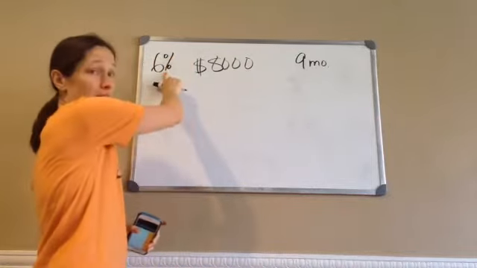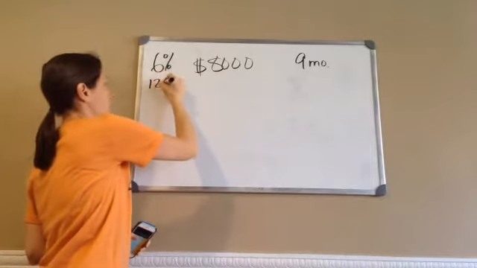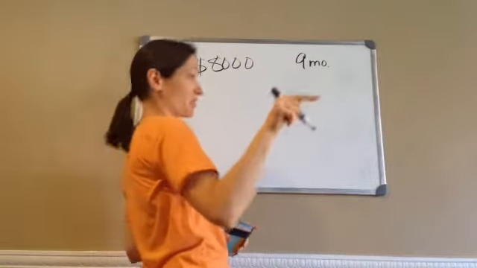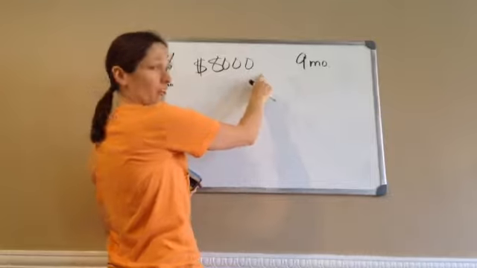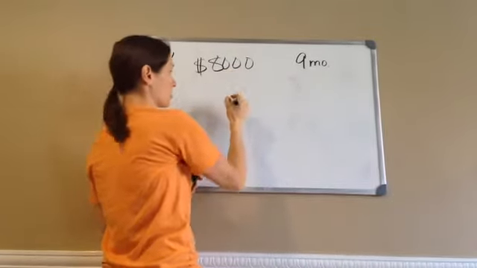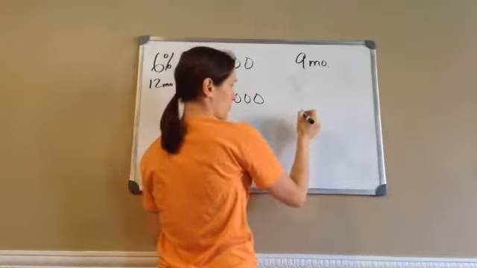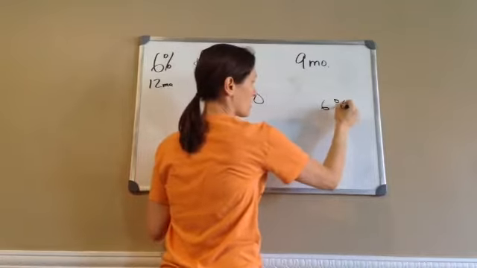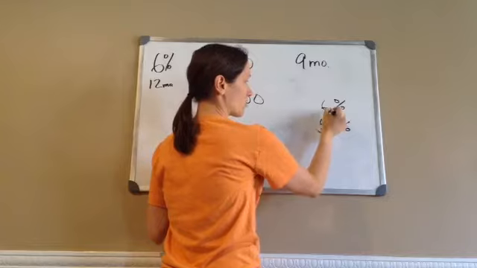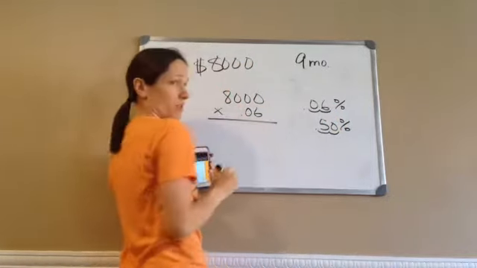Okay? But how many months is this for? 1 year, which is 12 months. Almost. So yes, you're right. But stay with me. Okay, so let's go and figure out what it is for the whole year, because that's going to help us. So let's do 8,000 times 6%. 6% would become 0.06. So times 0.06. 480.